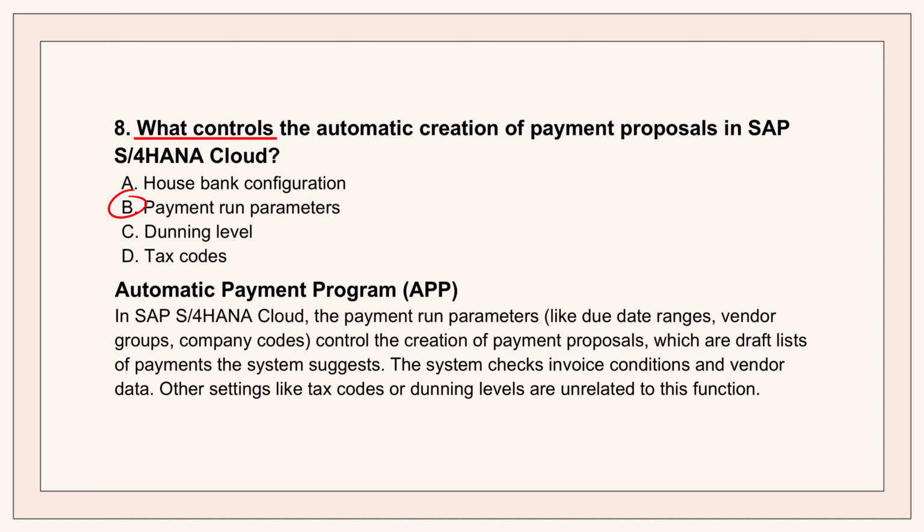Correct. And while House Bank Config A is essential for payments, it doesn't decide which ones get proposed. Dunning Level C is about collecting money from customers, not paying vendors. And tax codes are about tax calculation, not payment selection. So it's all about those parameters you set for the run. Got it. Parameters are key.